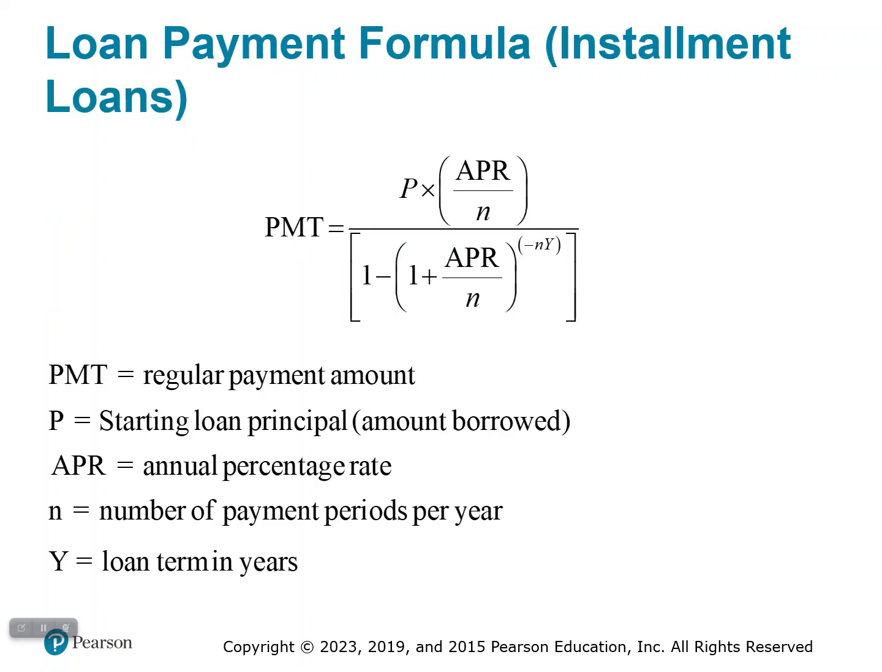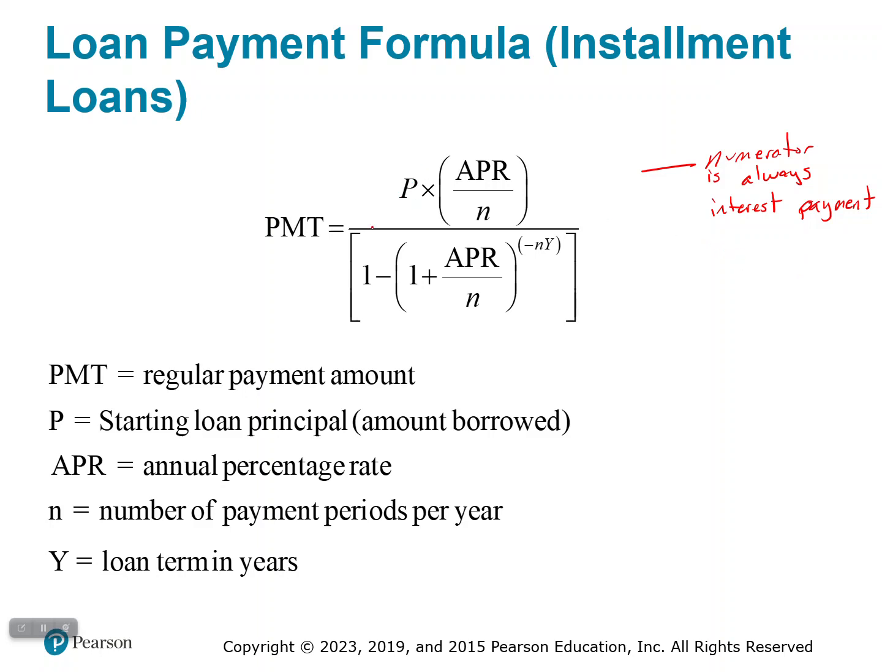Unsurprisingly, there's a loan payment formula for installment loans. The payment formula says that your payment will be the principal multiplied by the APR over N. And it turns out that this numerator is always the interest payment. And we'll see that here in a few slides. I just want to bring your attention to it now. So when I come back and say, hey, remember, it'll be because I pointed it out before.